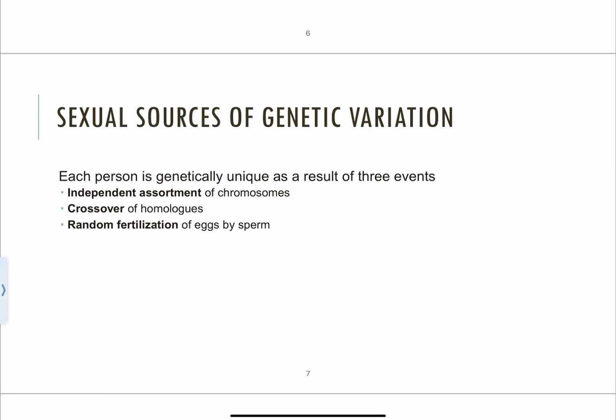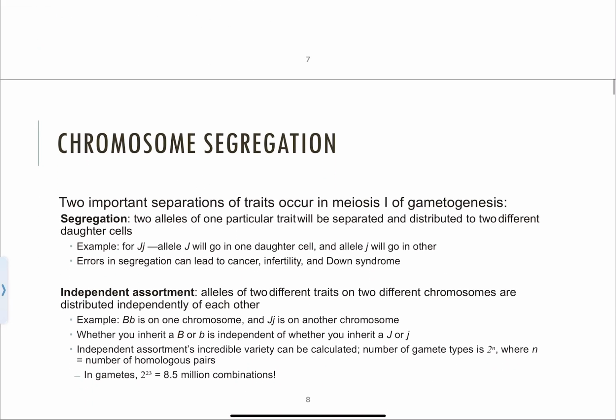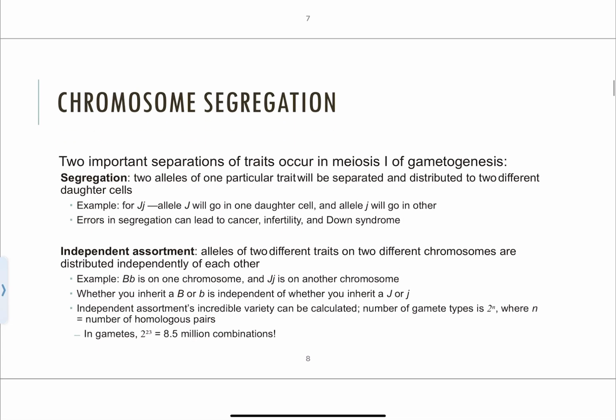So each person is genetically unique, and the reason why we are unique and we don't produce genetically identical offspring, with a couple of exceptions, is because we have events that occur during meiosis that contribute to genetically unique individuals. One of which is independent assortment, another one is crossover, and the third one is going to be random fertilization, and we're going to talk about these very briefly.